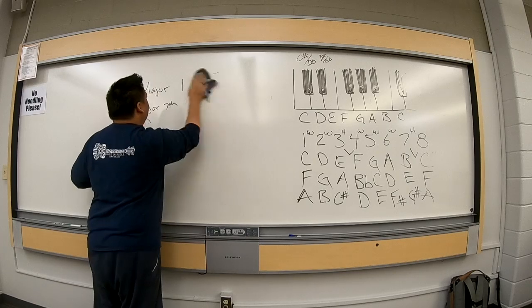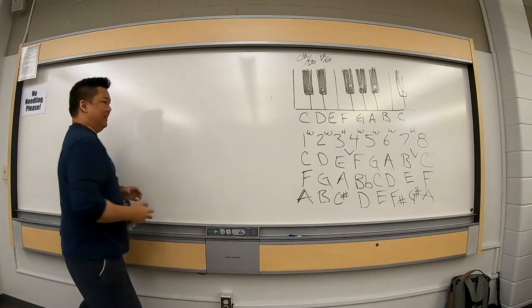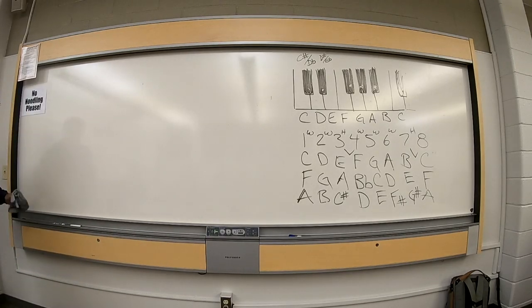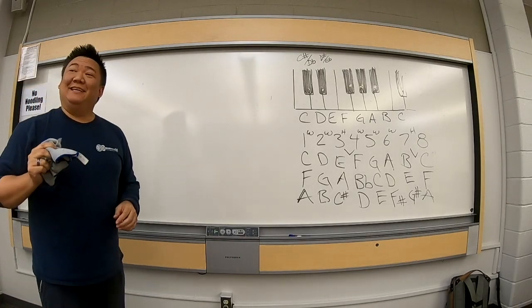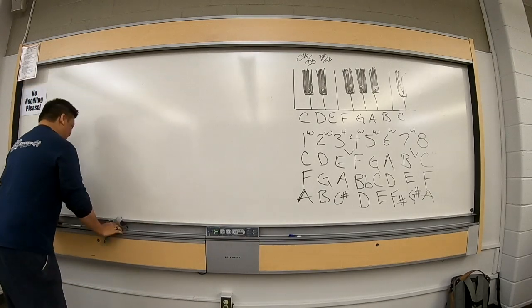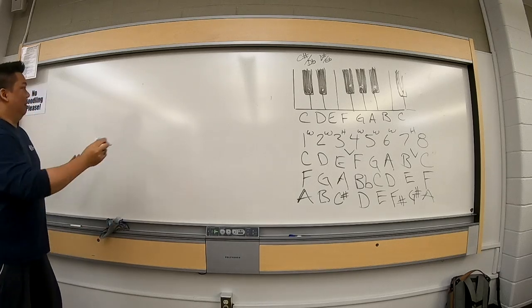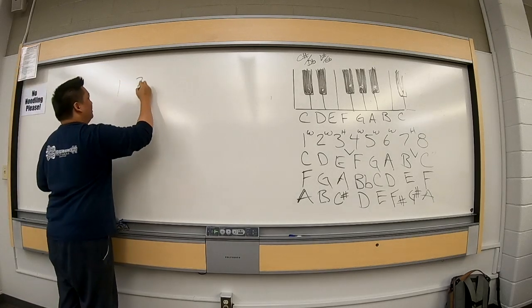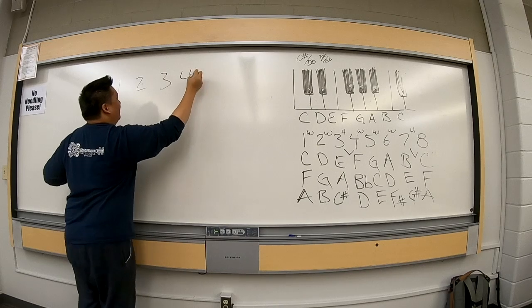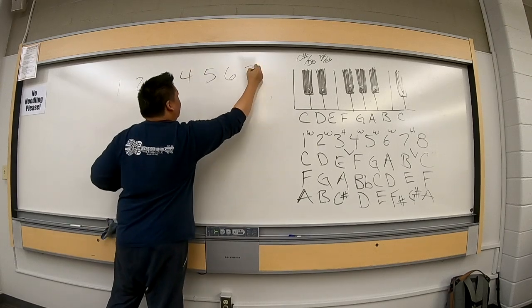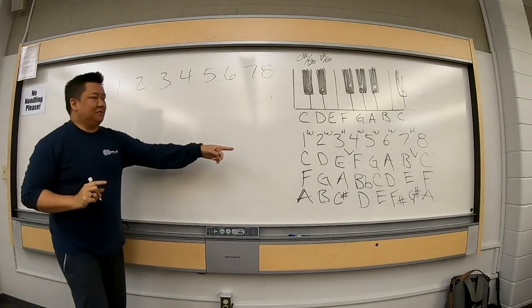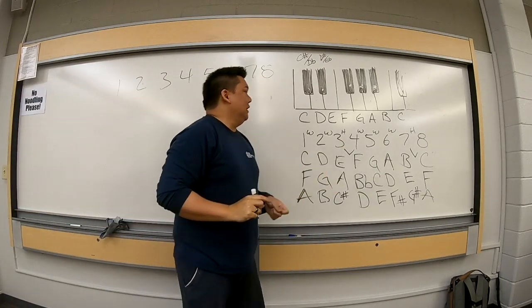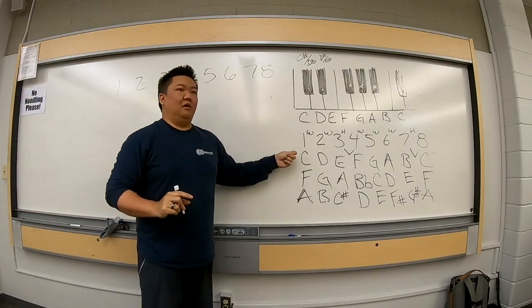Now, the scale notes help you create your chords within that key, but it also tells you the family of chords that you will typically see. So I'm gonna rewrite this: 1, 2, 3, 4, 5, 6, 7, 8. Not only do these represent your notes in the scale, but also the number of the chord.